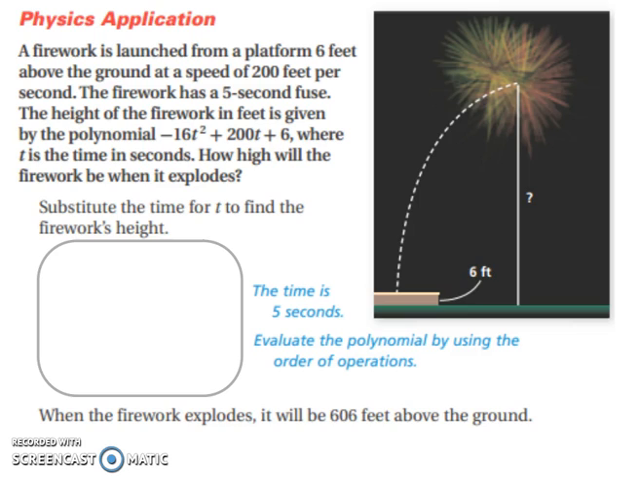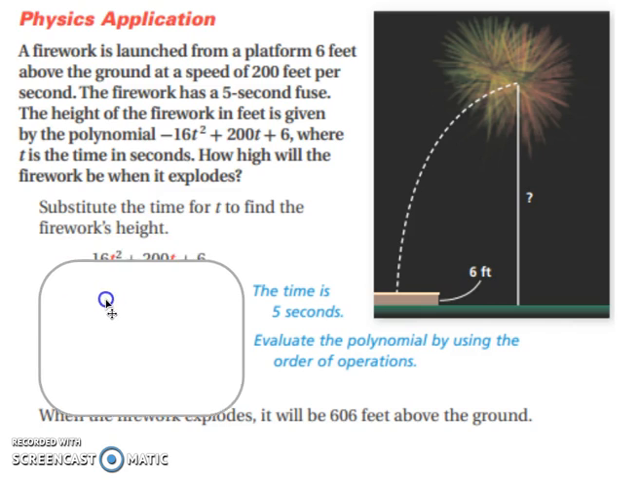Now let's try a physics application. A firework is launched from a platform 6 feet above the ground at a speed of 20 feet per second. The firework has a 5-second fuse. The height of the firework in feet is given by the polynomial negative 16t squared plus 200t plus 6, where t is the time in seconds. How high will the firework be when it explodes? Hint: substitute the time for t to find the firework's height.